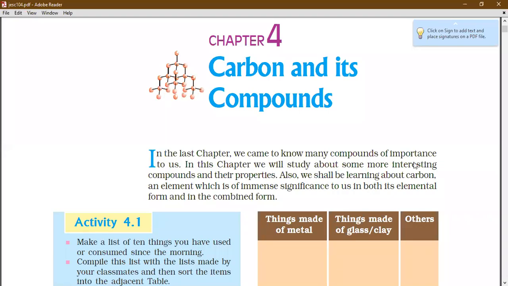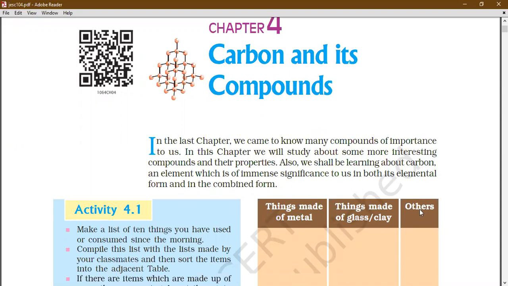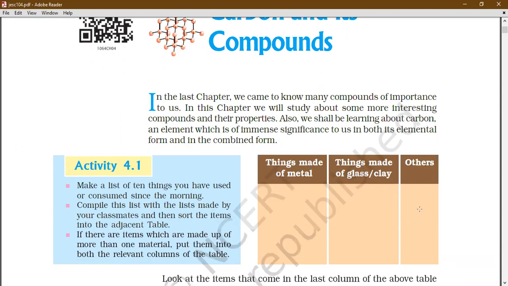Today, I'm going to read chapter 4, Carbon and its Compounds, class 10. In the last chapter, we came to know many compounds of importance to us. In this chapter, we will study some more interesting compounds and their properties. Also, we shall be learning about carbon, an element which is of immense significance to us in both its elemental form and in the combined form.